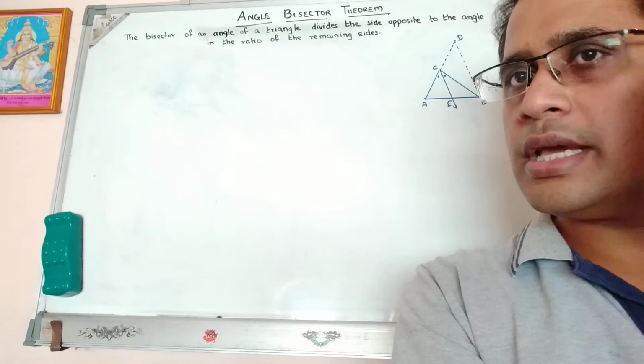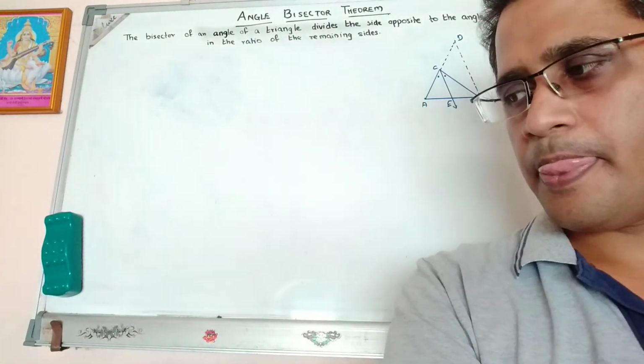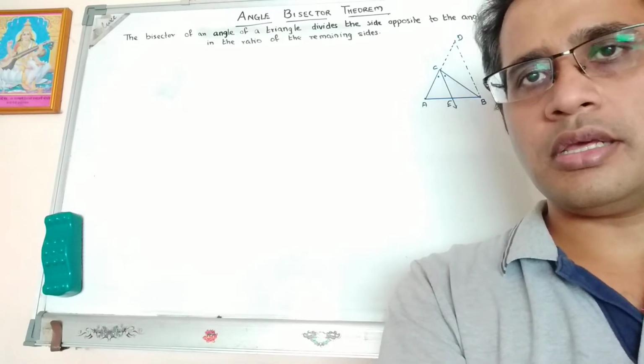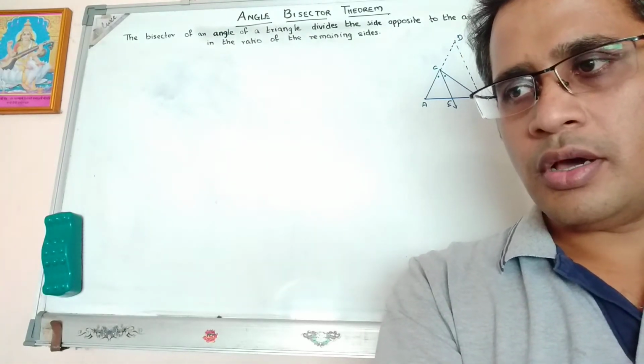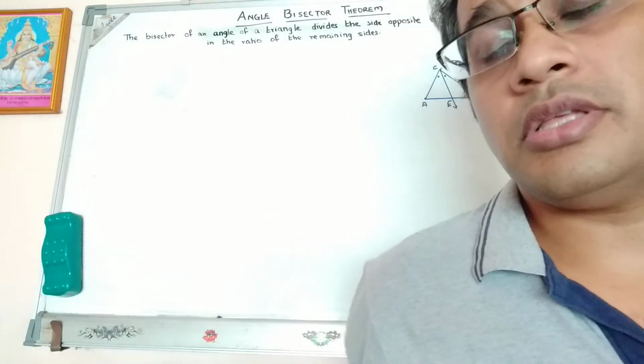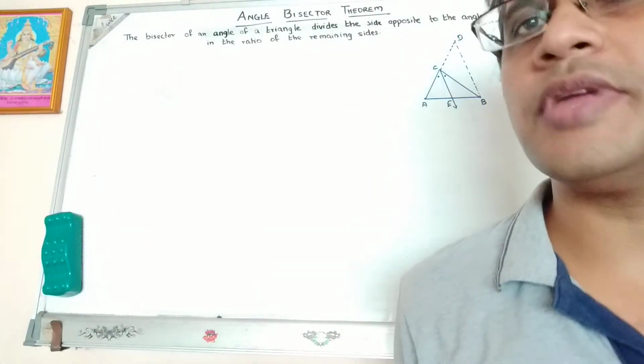Now I will be discussing the angle bisector theorem. It is based on the basic proportionality theorem we had done earlier. Now as I had mentioned earlier, the basic proportionality theorem is a very important, repeated question, meaning it comes frequently.